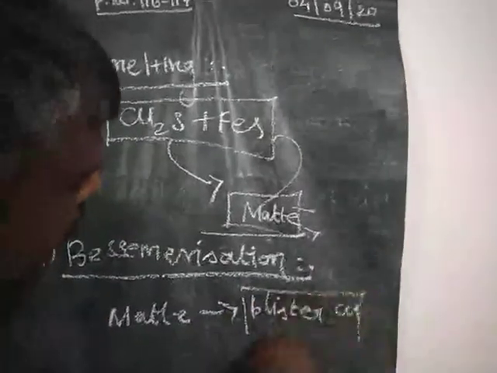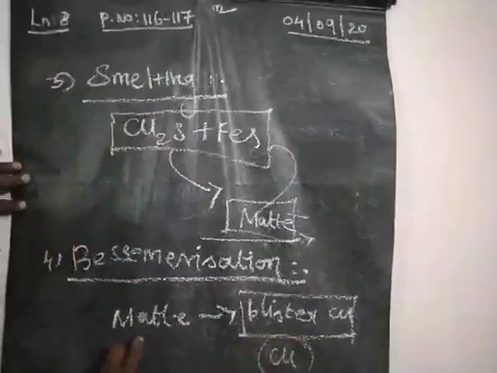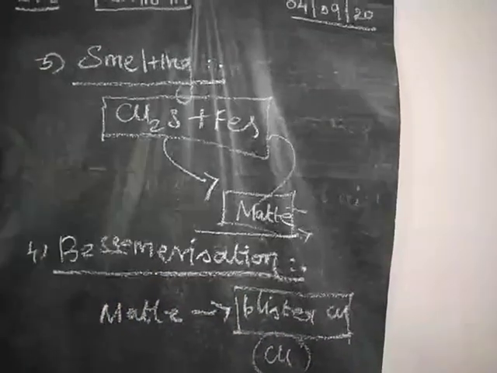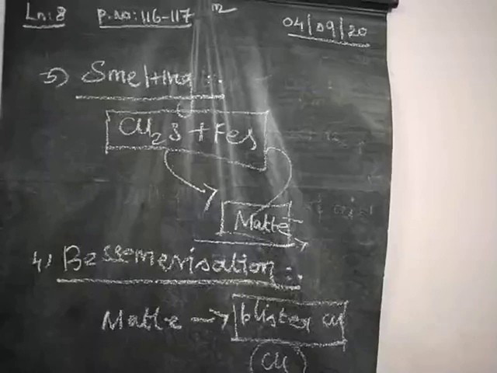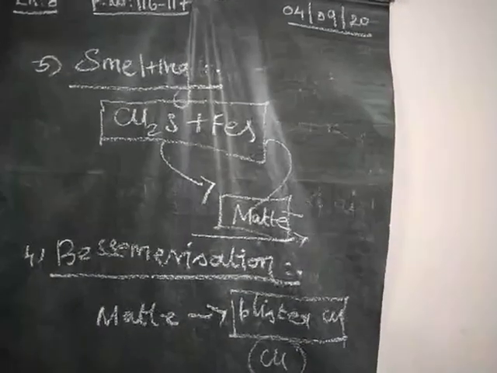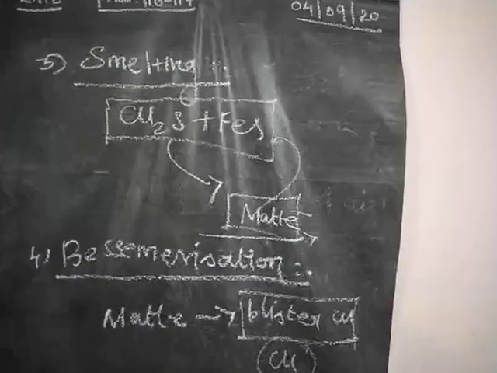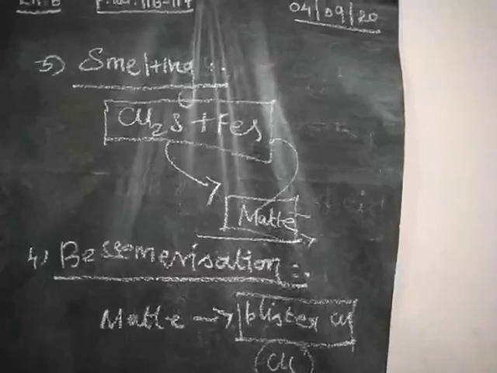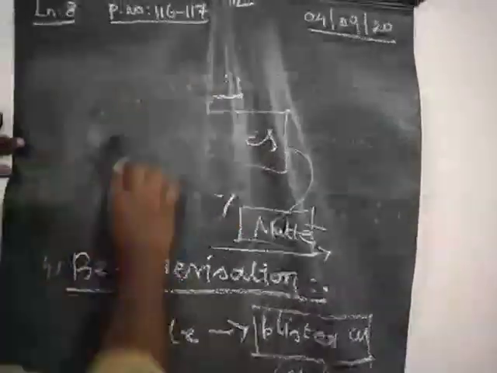Blister copper is almost pure copper, Cu. So from that we get blister copper in the bessemerization process. In this process, ferrous sulfide from the matte is converted into ferrous oxide, which is removed as slag using silica. We will see that here.